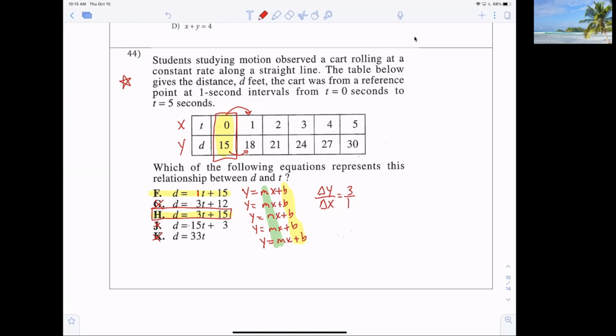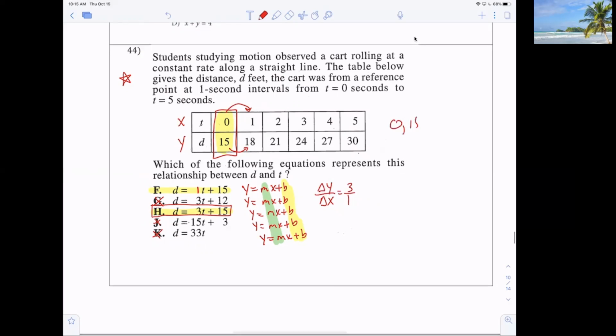And again, let's say you don't like using a table. You could just say 0, 15 and 1, 18, and now find the slope. 18 minus 15 over 1 minus 0. That's all it is. And the slope doesn't have to be a whole number. It can be a fraction. We did slopes that are fractions. What if it is over 1? Yes, exactly, over 1.